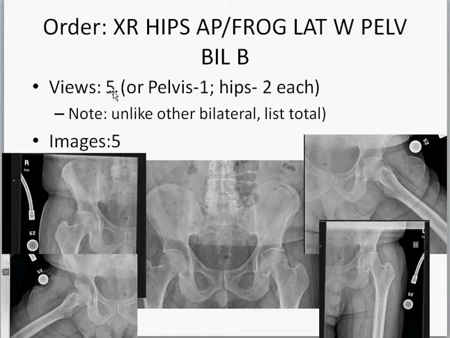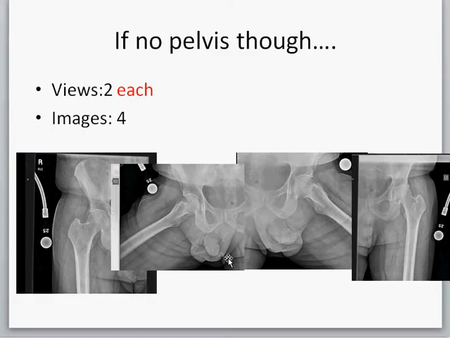You can either say there are 5 views, or you can say pelvis there's 1 view and hips there are 2 views of each side. Either one works, and in this case there are 5 images as well. This is a commonly confused thing for the technologists, and I'm often providing feedback to them about this. Let's say there was no pelvis, then it would just be 2 views of each hip.